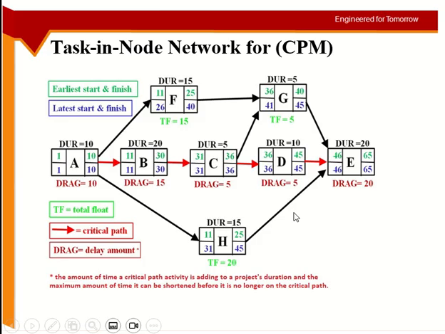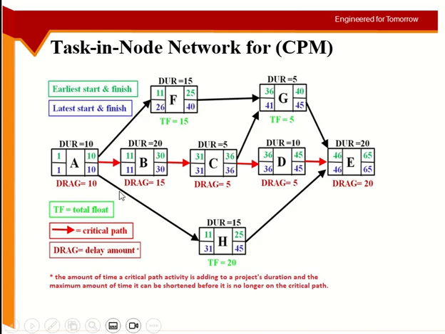If I make it 14, then this activity is longer, and this activity is also longer than 14. So automatically either this one or this one will come in the critical path, because I have to keep the longest activity in the critical path.